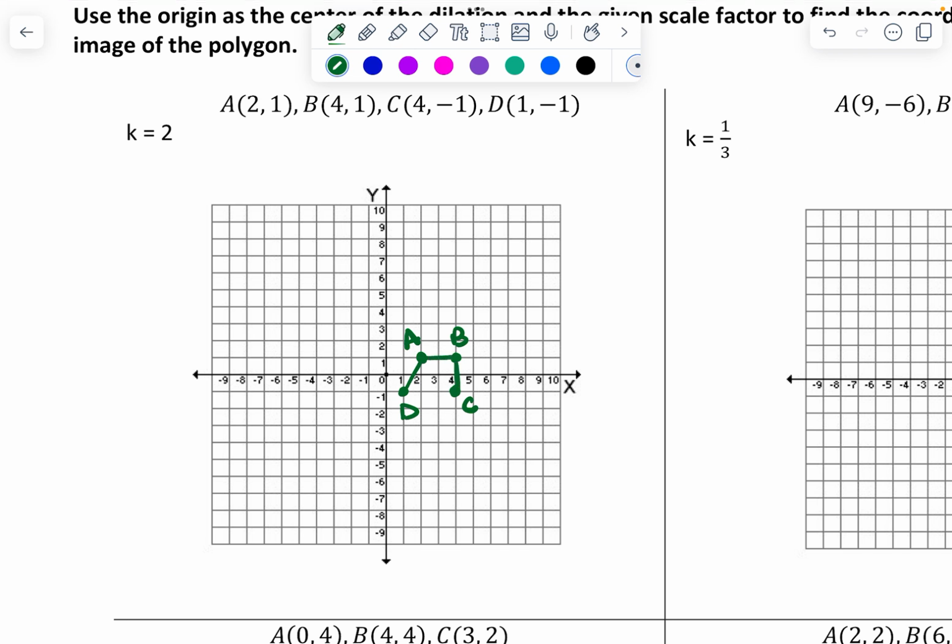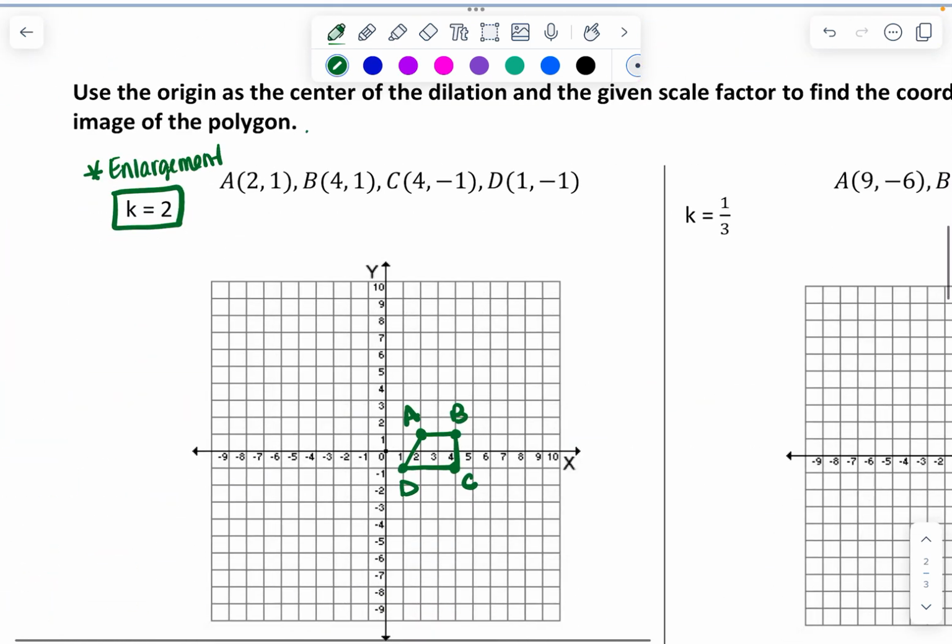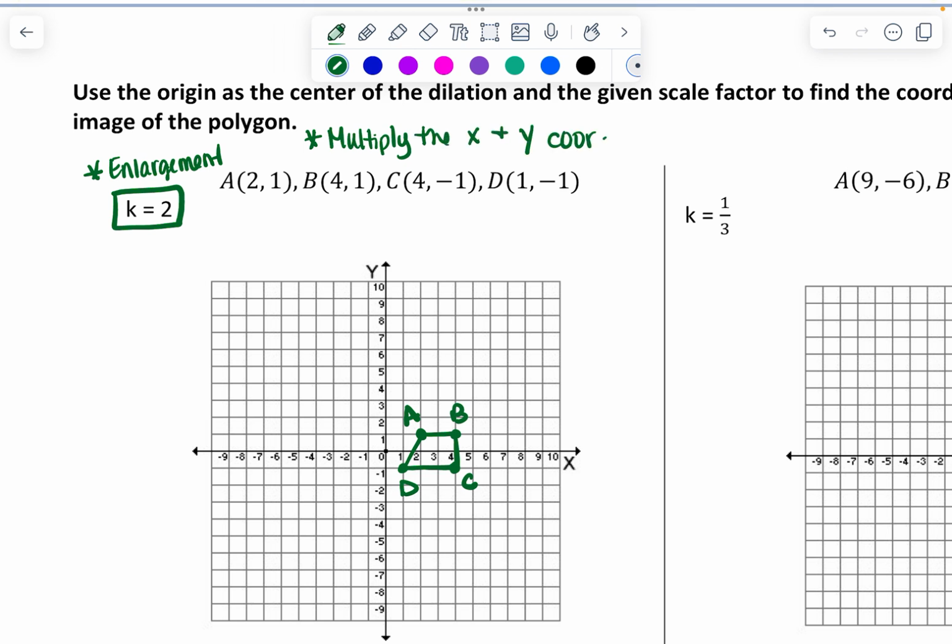It is a trapezoid. Okay, so we have a scale factor of 2. And so I know that's bigger than 1, so I know that this is going to be, sorry, I spelled it wrong. It is going to be an enlargement. Okay, so I know that these are getting bigger. And so the way that you're going to do this is that you are going to multiply the x and the y coordinate by the scale factor.